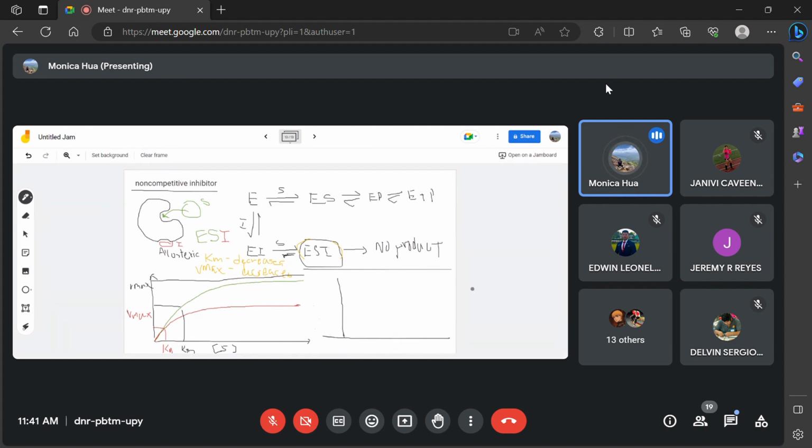Okay, so here we have this plot, well, this graph.